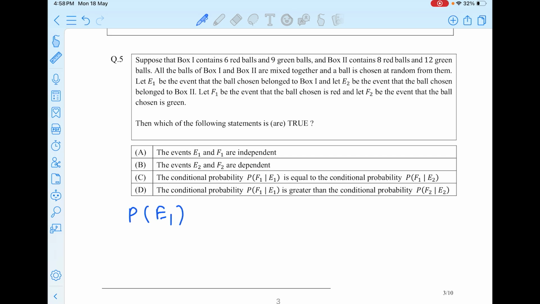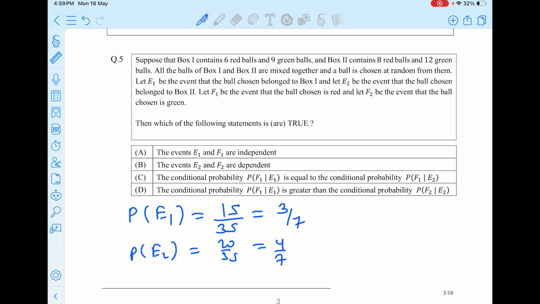P of E1 is what? That the ball chosen belongs to box 1. See, how many balls are there in box 1? 15. Okay, so that is 15, and total how many balls? 35. So 15 by 35, so that will give you 3 by 7. Then what is P of E2? Ball belongs to box 2. Box 2, how many balls? 12 plus 8, 20, and total balls is 35. So 20 by 35, 4 by 7.